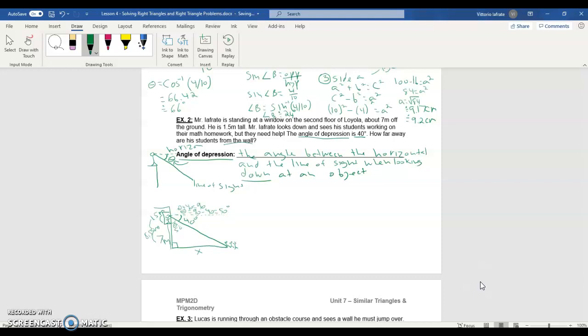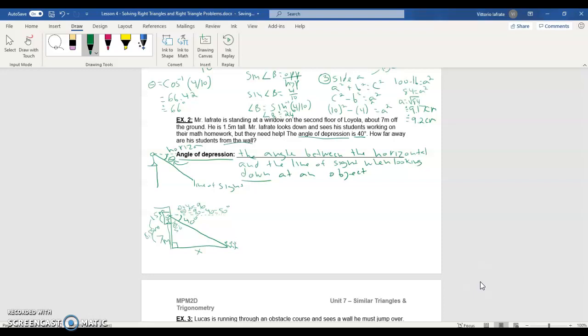So I'm just going to redraw this as a simple triangle with all the information that we have. What we're basically doing is solving for that simple triangle. We can write a therefore statement at the end. So Mr. Efrate, 1.5 meters high on the second floor, which is 7 meters from the ground. So total height here is 8.5 meters. He's watching his students, line of sight over here, 40-degree angle of depression. The interior angle over here will be 50 because if you do 40 plus that interior angle, it should be 90. So just do 90 minus 40.